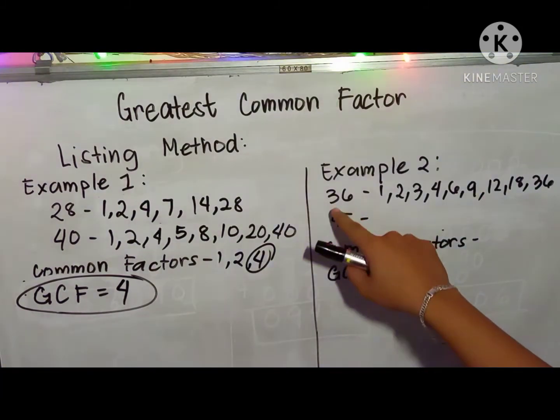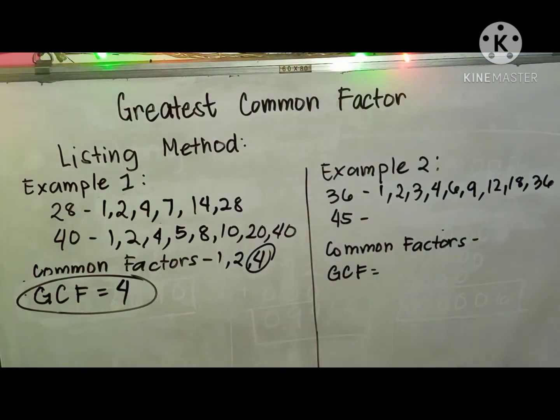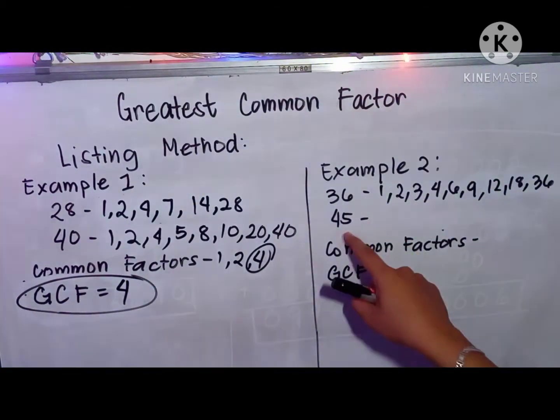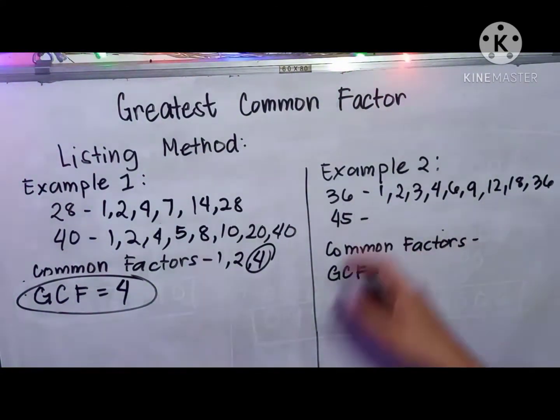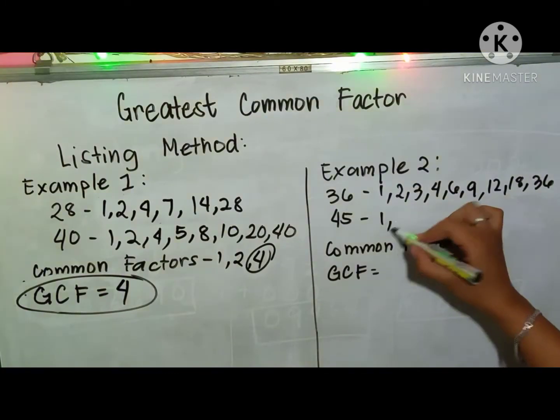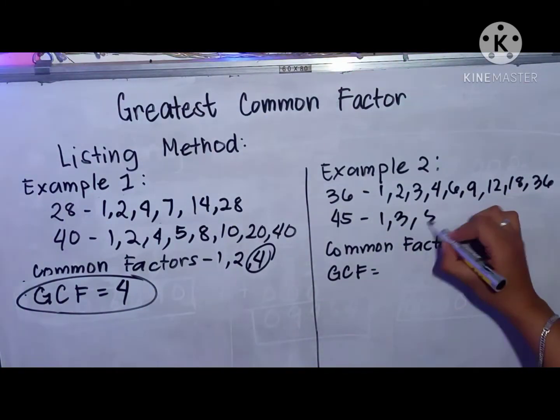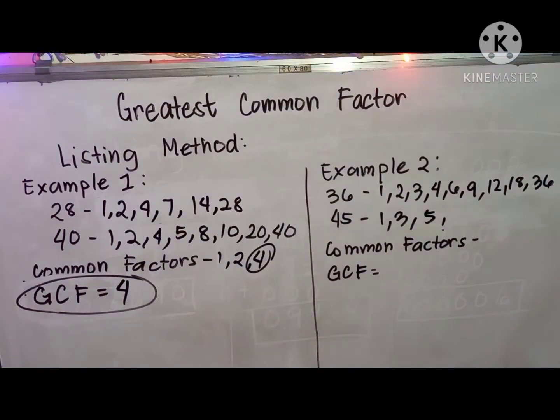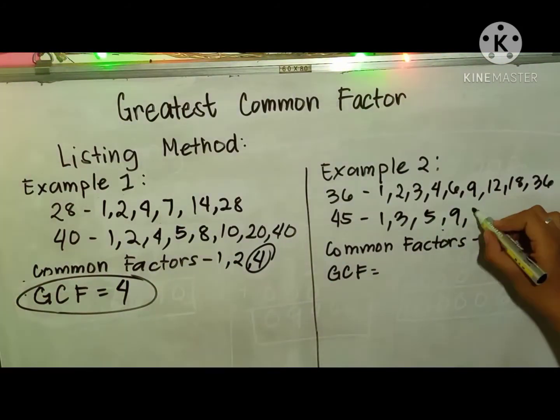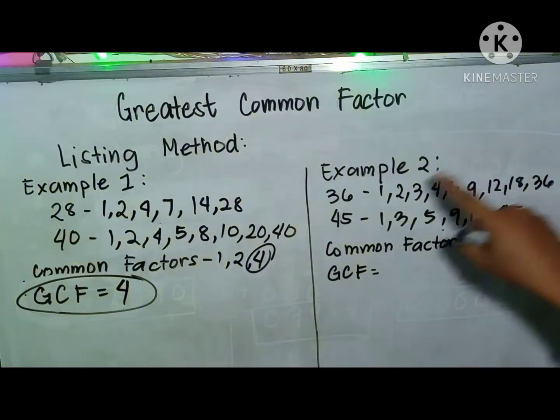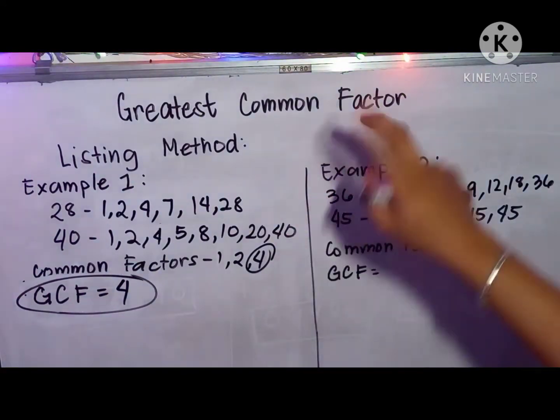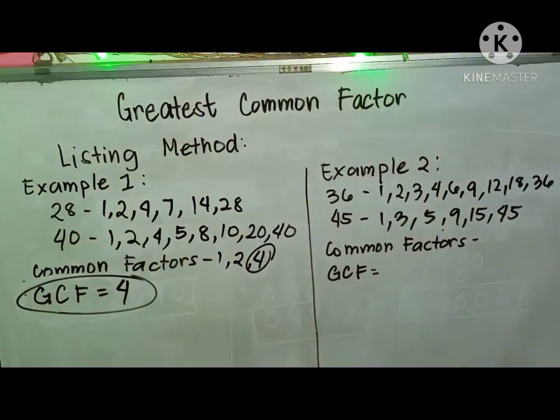You can check kung lahat ba ng nakasulat na yan ay divisible sa 36. If yes, of course, ito na yung factors ng 36. Now, second step, list all the factors of the second given. Ano daw yung factors ng 45? Sa 45, ang factors niya is 1, 3, 5, 9, 15, and itself, which is 45. So we have already listed all the factors of 36 and of 45.